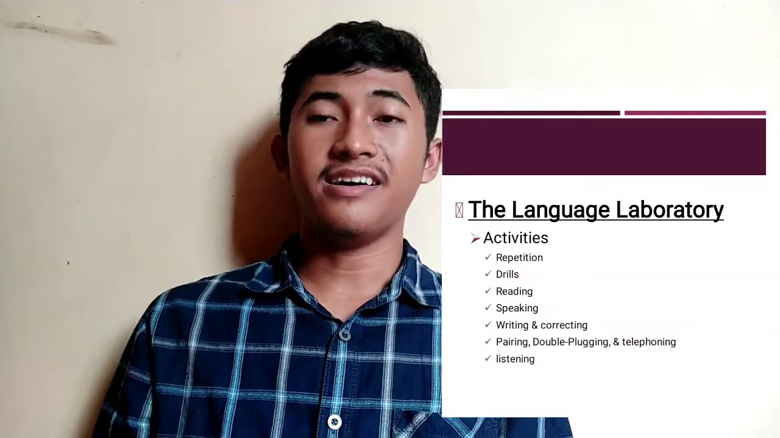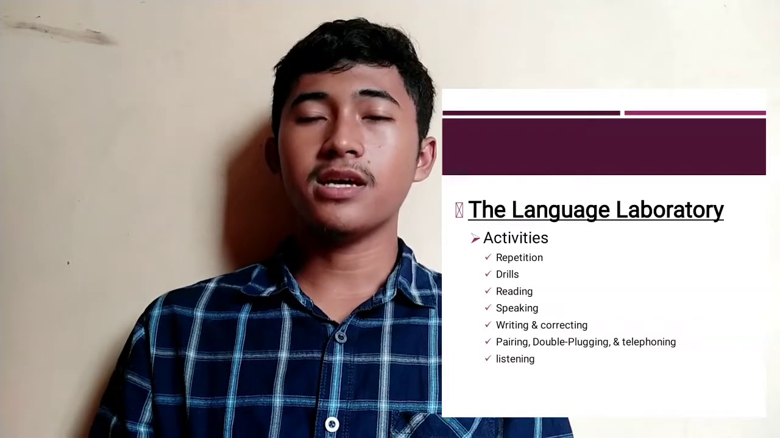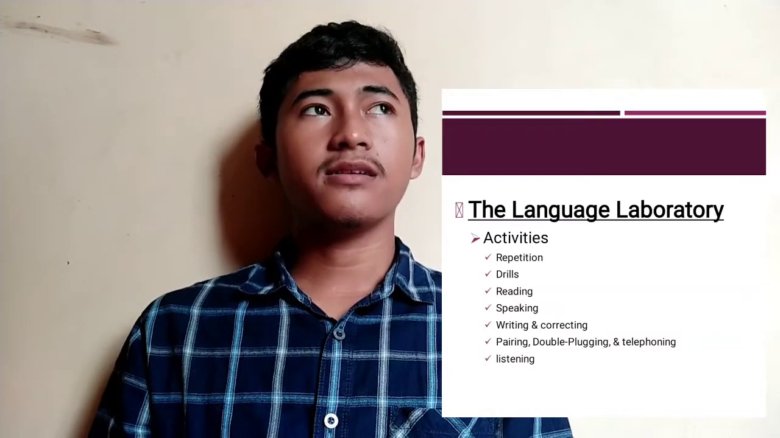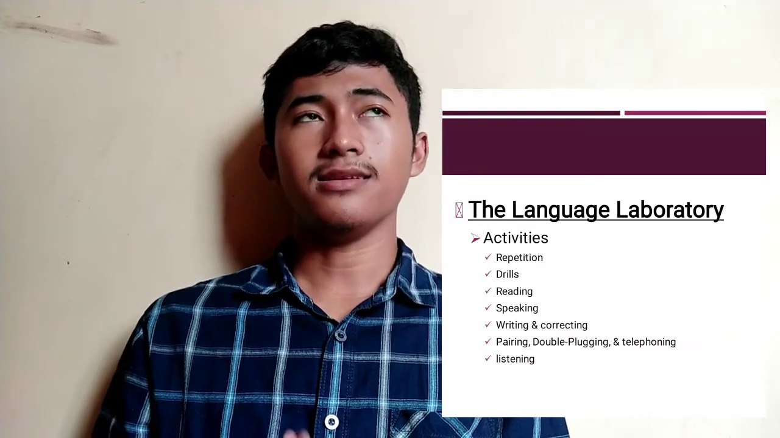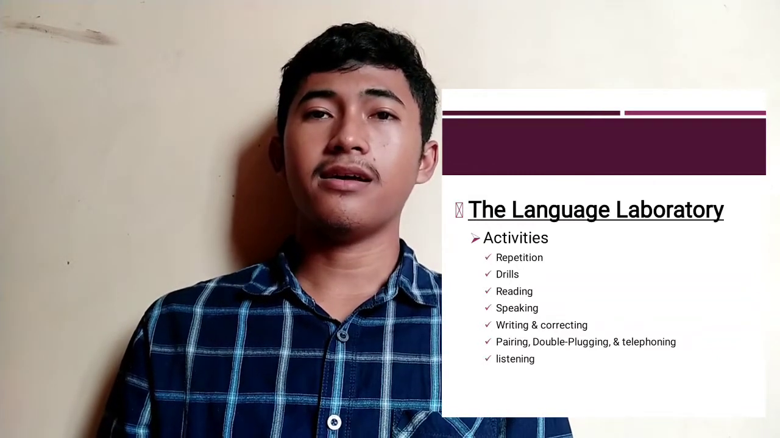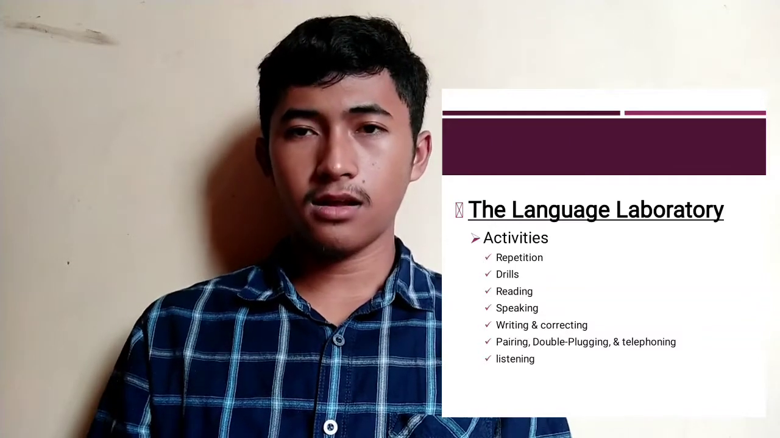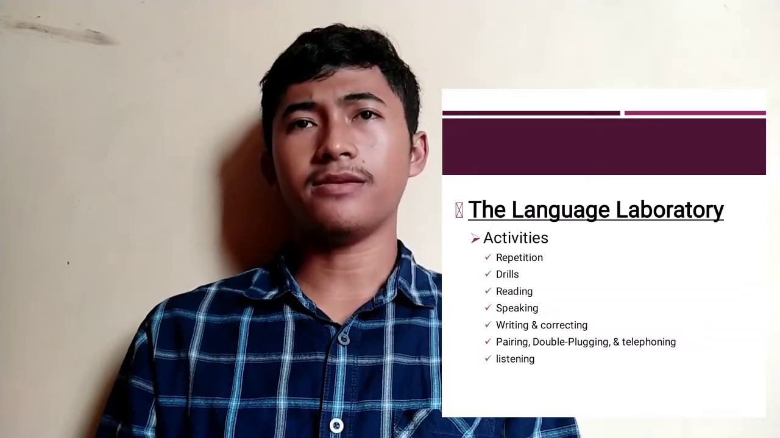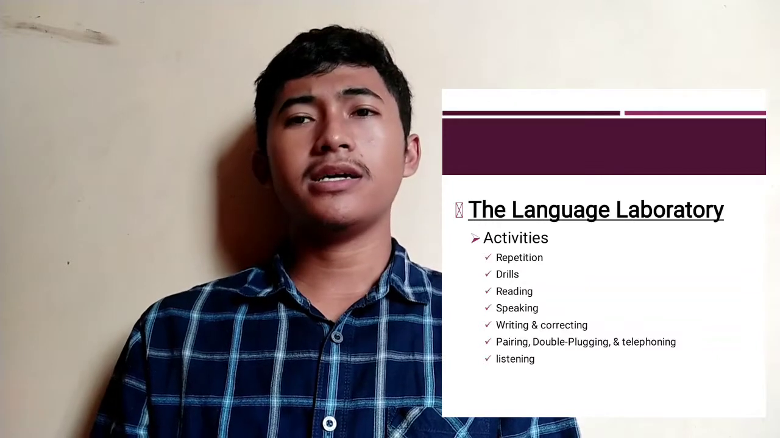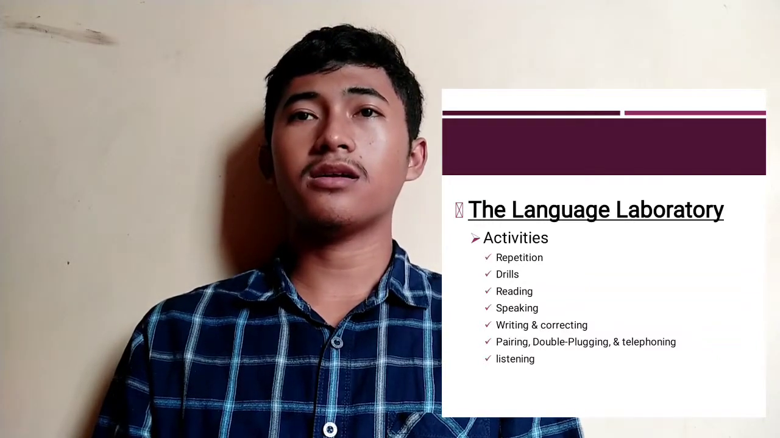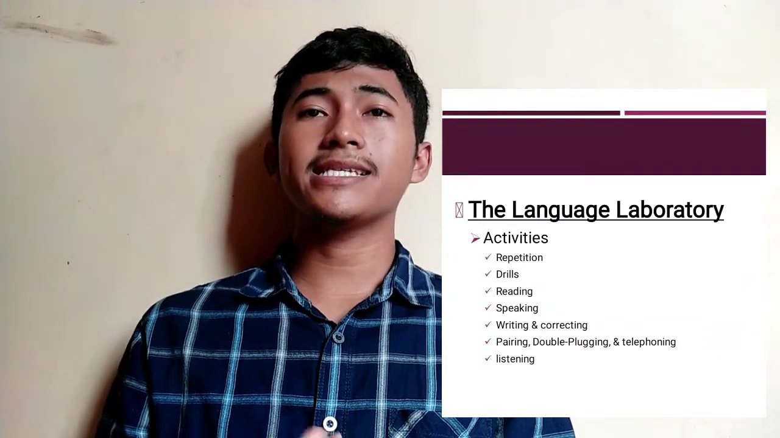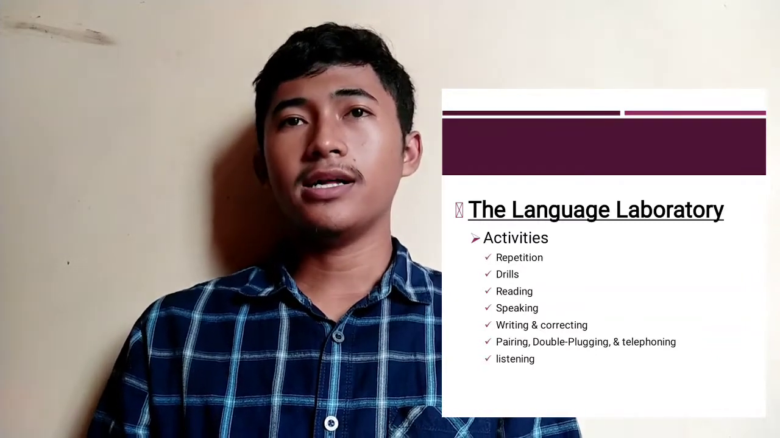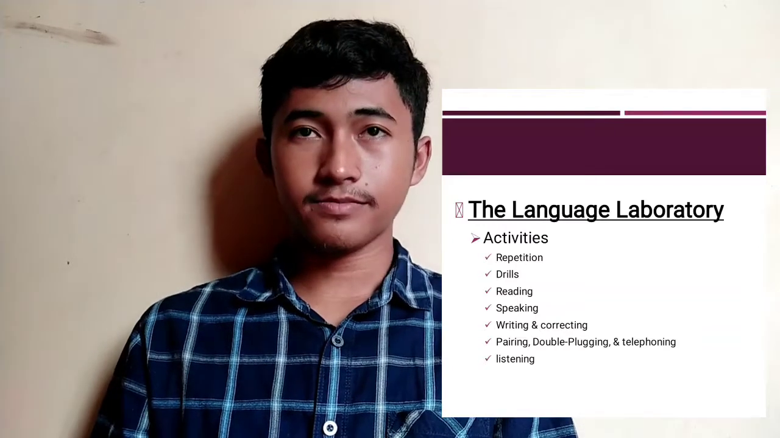Activities that can be done in the language laboratory are repetition, drills, speaking, pairing, double plugging and telephoning, parallel speaking, listening, reading, writing and correcting writing. The first, repetition. It means the student hears a word, phrase or sentence on the tape, and at the beep signal they say it again, so they get instant feedback.